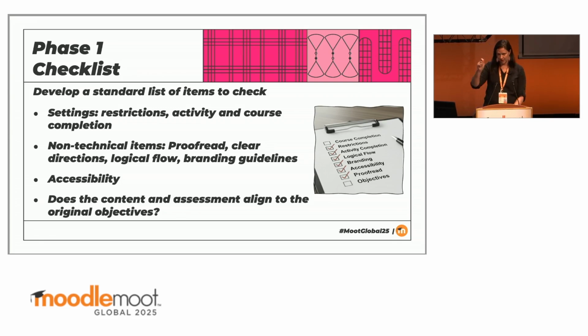I'm a big fan of checking things off. You can have a digital checklist if you want to, but what are those essential things for your university, business, nonprofit, whatever your organization is, what are those essentials that you want to check as you go through every course? This could be simple things like activity completion, course completion. If you have restrictions, it could be non-technical things like proofreading, clear directions.